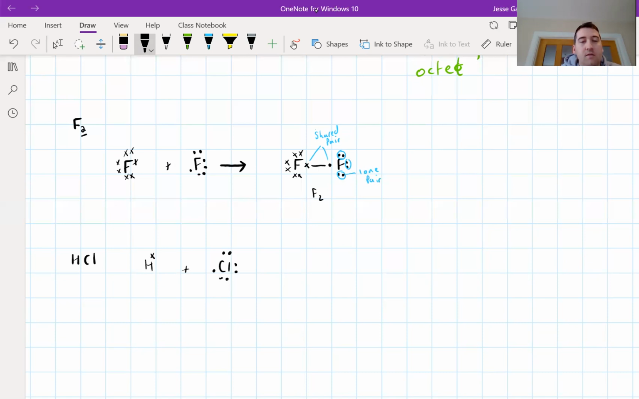Again, they're 2 non-metals. Okay, so there were 2 options here. They could have done ionic bonding or they could have done covalent bonding. So the chlorine may have taken the electron from the hydrogen to form ions. And that is not what happens here. These are 2 non-metal atoms.